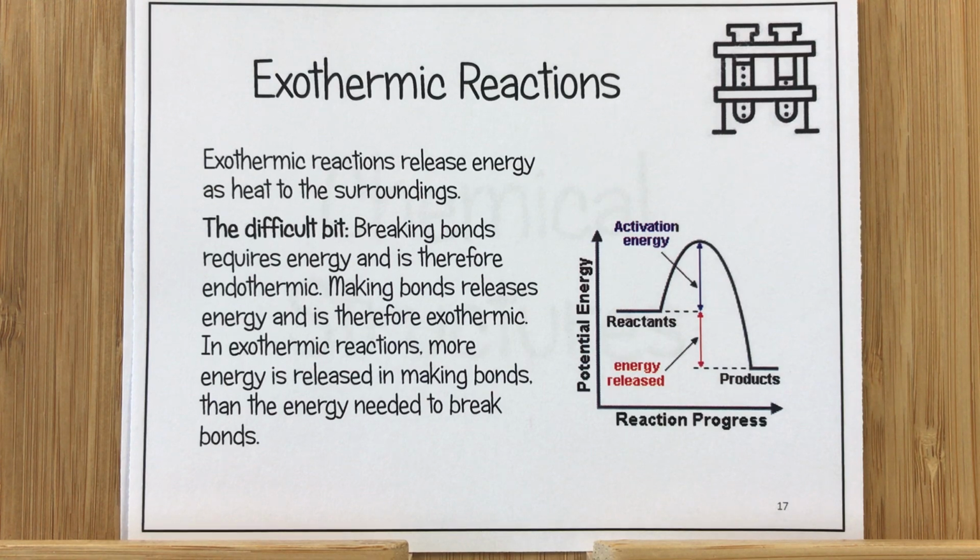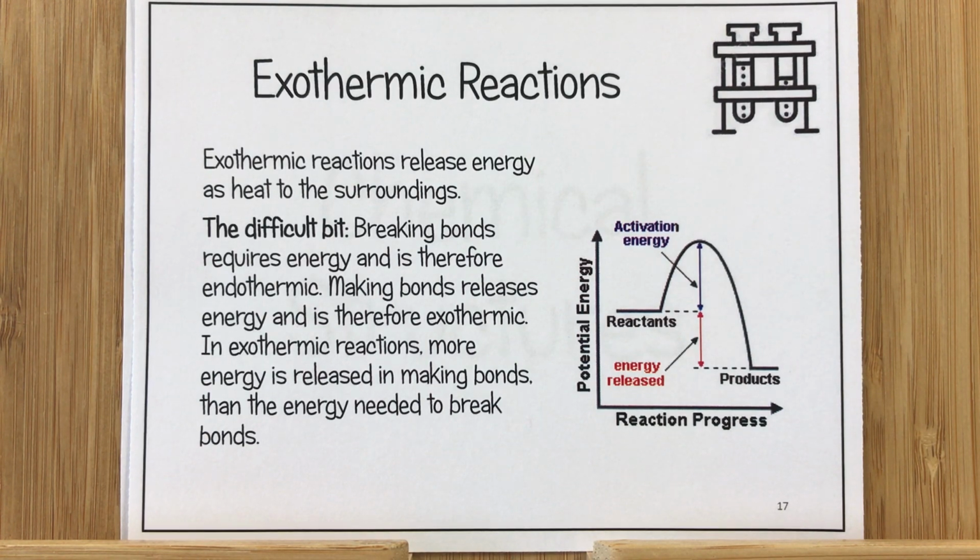So let's go through the writing on the card. Breaking bonds requires energy and therefore is endothermic. Making bonds releases energy and that is therefore exothermic. In exothermic reactions, more energy is released in making bonds than the energy needed to break bonds. Okay, so overall we would describe that as an exothermic reaction.